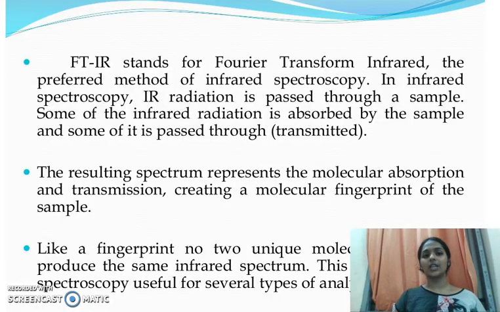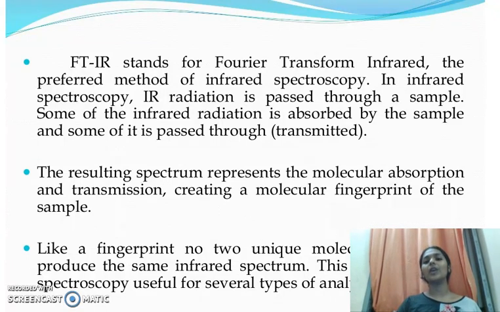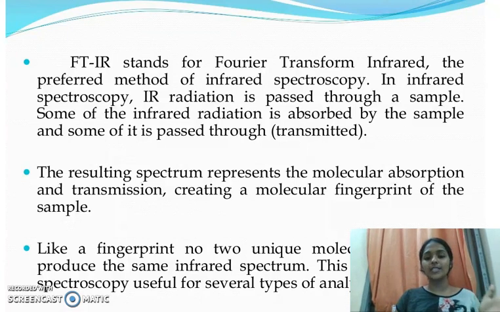Now what is FTIR? FTIR stands for Fourier transform infrared spectroscopy, and the preferred method of infrared spectroscopy is that when an IR radiation is passed through a sample, some of the radiation is absorbed by the sample and some of it is passed through. So when you observe an FTIR spectrum, you can take it either on the basis of the transmitted energy or on the basis of the absorbed radiation. The resulting spectrum represents the molecular absorption and transmission, creating a molecular fingerprint of the sample.